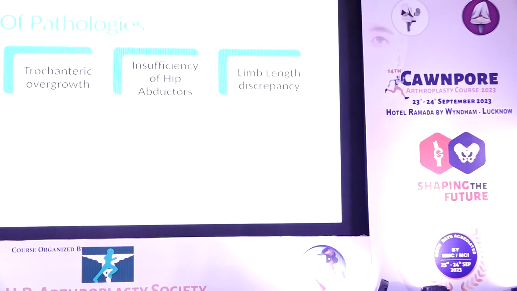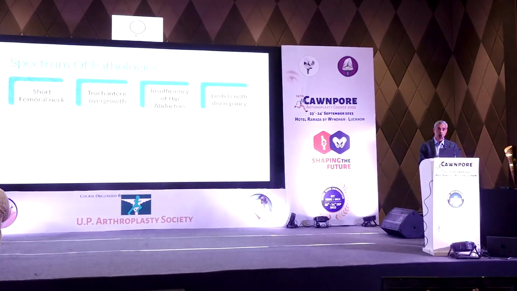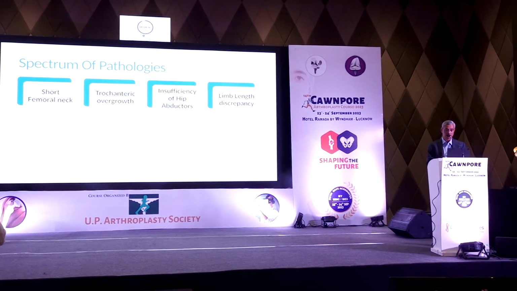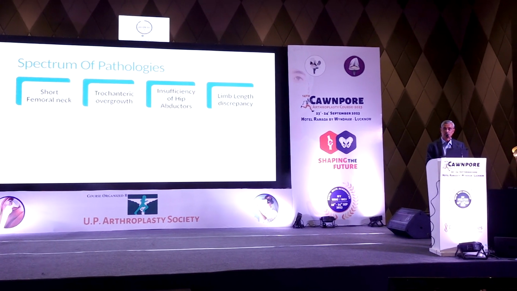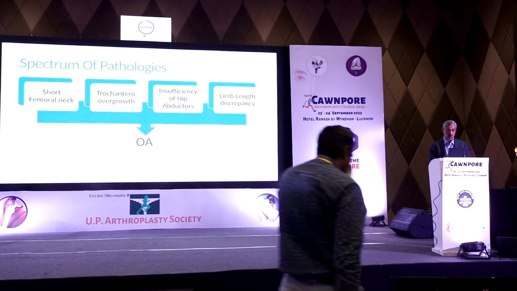So these are all the causes that are contributory to coxa vara: Perthes, post-septic sequelae, AVN secondary to DDH treatment, femoral osteotomies, and even some metabolic bone diseases. So you have an entire spectrum of pathologies here. You have a short femoral neck. You will have invariably trochanteric overgrowth, and because of that there will be abductor insufficiency and most certainly limb length discrepancy. All of these in the long run will lead to osteoarthrosis.